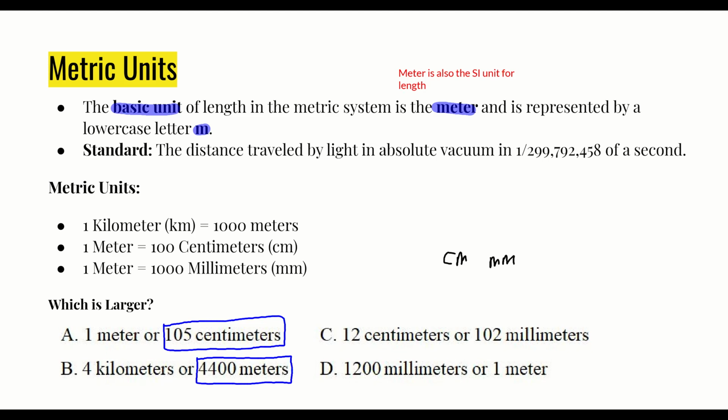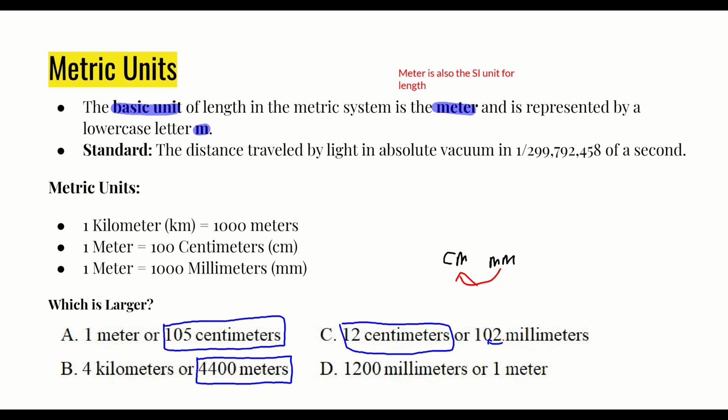And if we have to move one place over, so if we say, okay, we have to move one in this direction, and our decimal place is really right here, and then we have to move it one spot, that's going to be 10.2 millimeters, which means our 12 centimeters is going to be bigger. Okay, and finally we have our 1,200 millimeters or 1 meter.